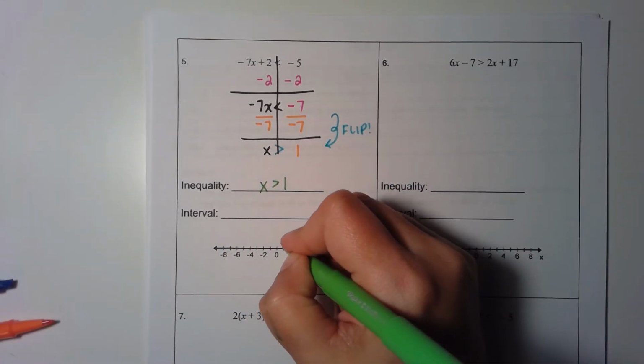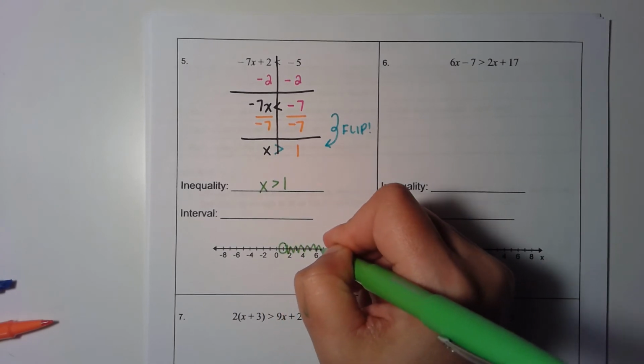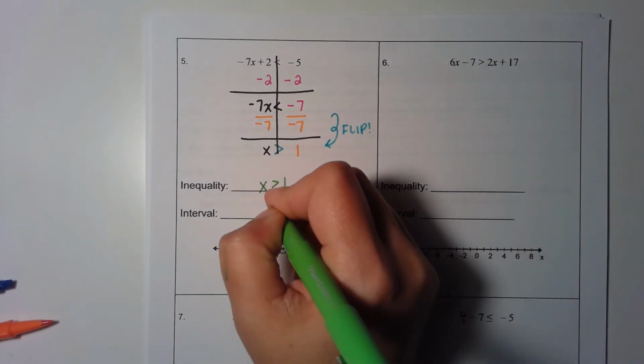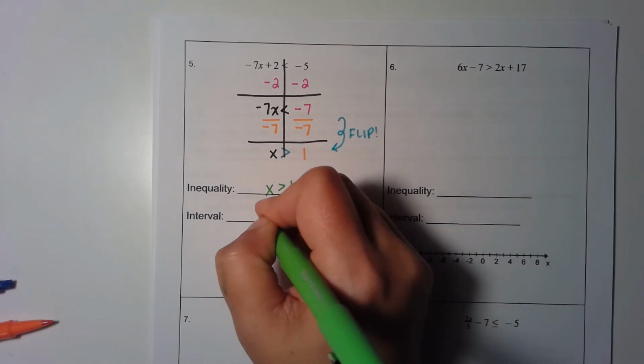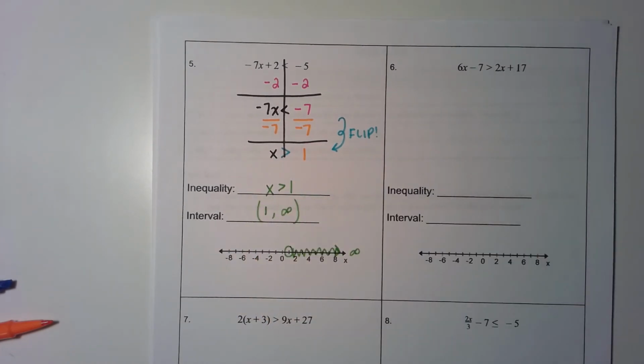On a number line, I would put an open circle on the 1 and shade to the right. And that means that my interval notation would be 1 comma infinity, and I'm going to have a parentheses by both because there's an open circle and an infinity is always a parentheses.